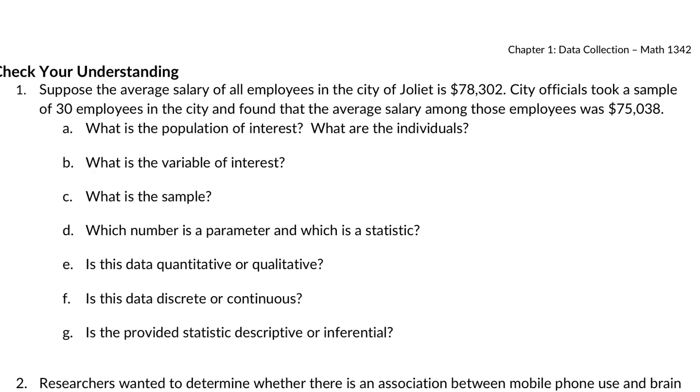So number one says, suppose the average salary of all employees in the city of Joliet is $78,302. City officials took a sample of 30 employees in the city and found that the average salary among those employees was $75,338. What is the population of interest? Workers of Joliet. Yes, so all employees of the city of Joliet, assuming I'm pronouncing that city name correct.